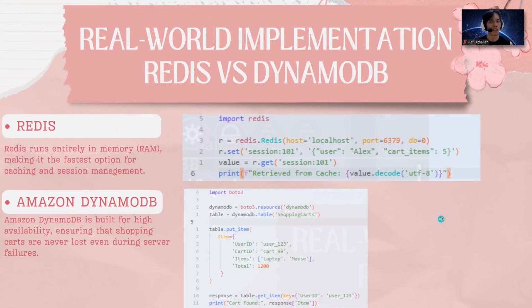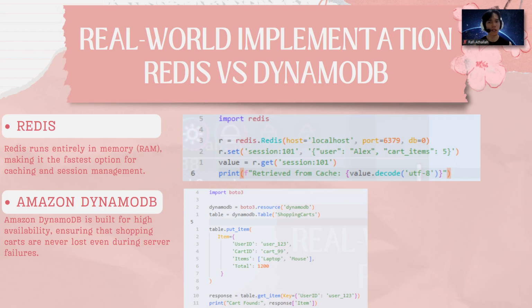Now, there is the real world implementation. For example, I'm going to explain Redis and DynamoDB first. So Redis is a type of database that stores the key value storage in RAM, or in memory. So Redis runs entirely in memory, making it the fastest option for caching and session management.